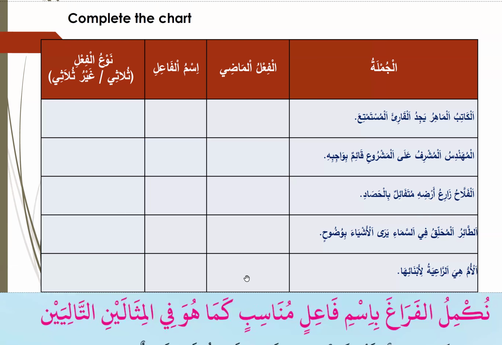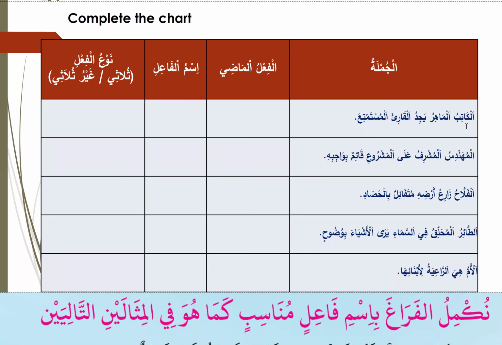Next one, here we have the jumla, the sentence, and we have to write the fi'l madi and ism fa'il and the type of it. So al-katibu al-mahiru yajidu al-qari'a al-mustamti'a. This means the skilled writer finds the enjoyable reader. So al-katib al-mahir, meaning a skilled writer finds an enjoyable reader.